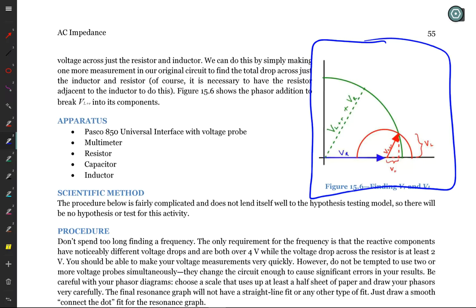So you know that the voltage difference across the inductor plus resistor, you measure that. And so you take a compass. This needs to be like a half sheet of paper. I want big graphs, okay? And you take the compass and you carefully set the compass so its radius is scaled to be equal to the voltage drop you measure total across the inductor and resistor. And you draw that quarter circle starting from the origin.